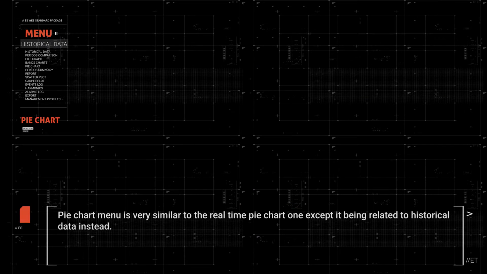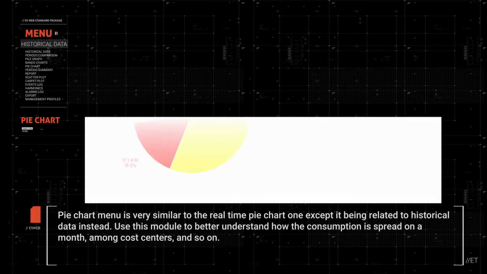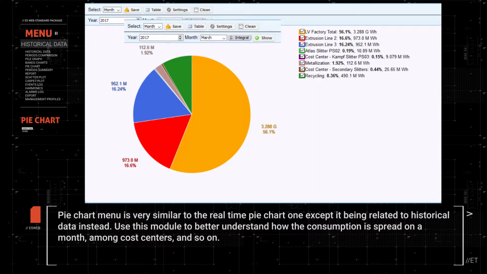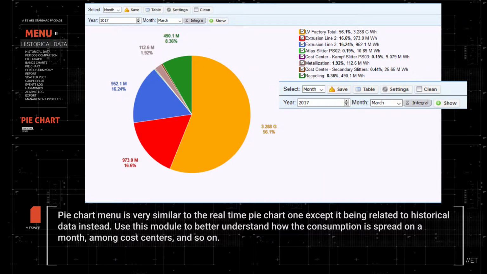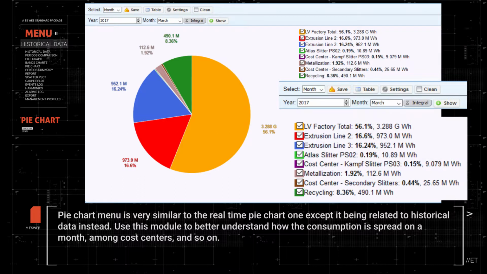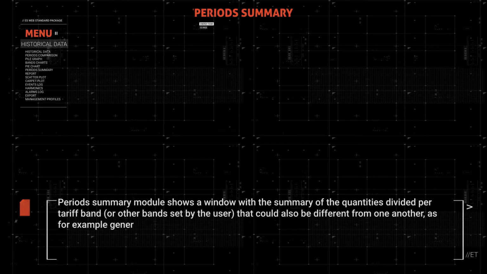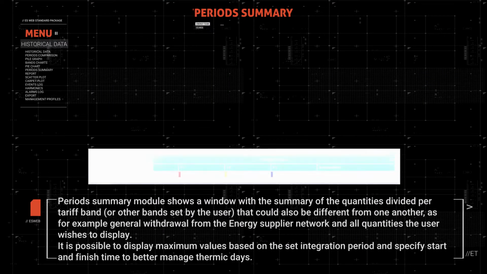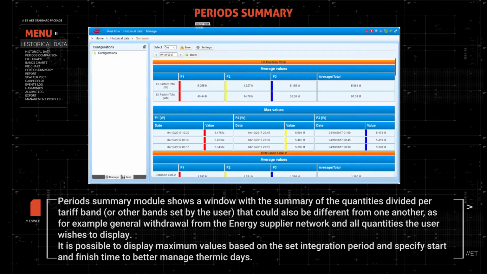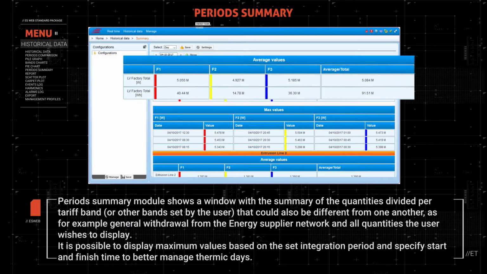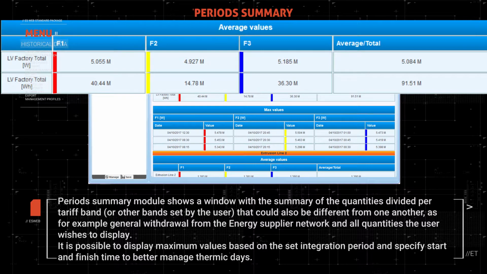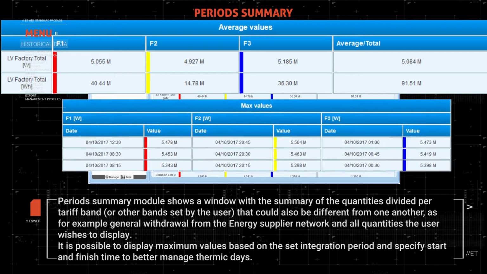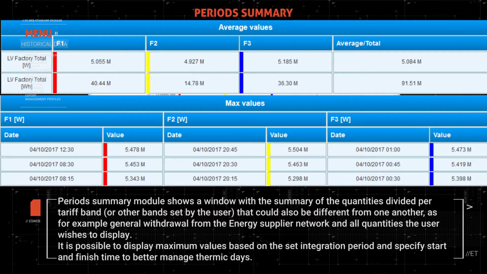Pie chart menu is very similar to the real-time pie chart one, except it being related to historical data instead. Use this module to better understand how the consumption is spread on a month, among cost centers, and so on. Period Summary module shows a window with the summary of the quantities divided per tariff band, or other bands set by the user that could also be different from one another, as for example general withdrawal from the energy supplier network and all quantities the user wishes to display.